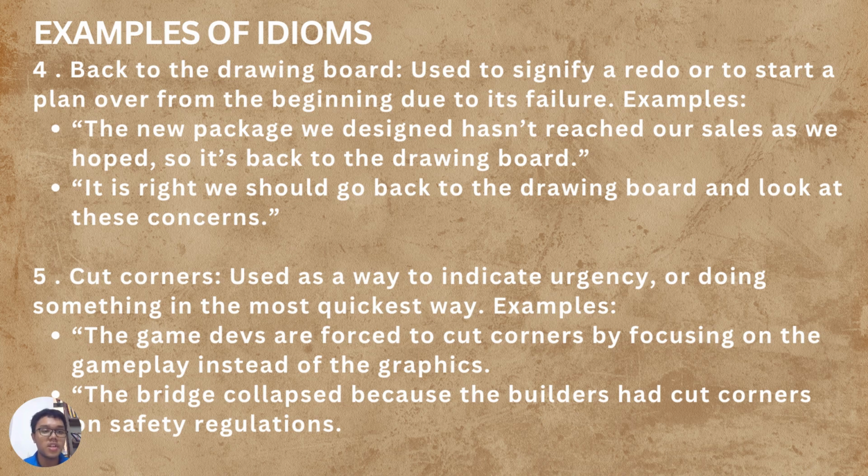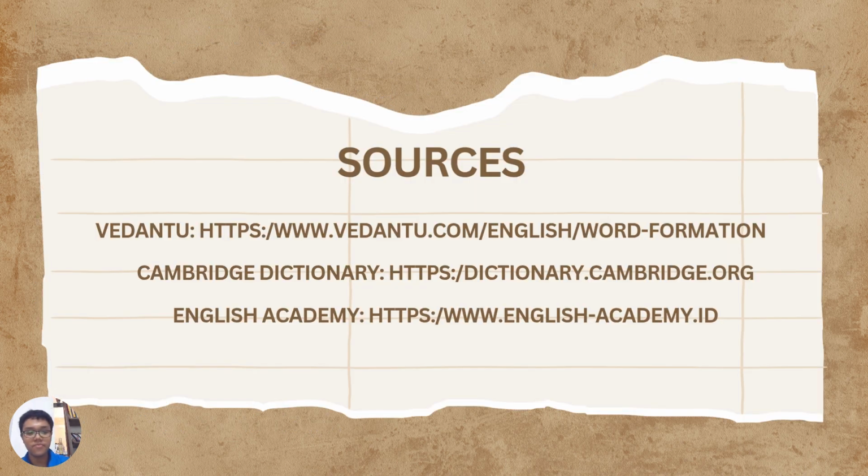Last but not least, we have cut corners, used as a way to indicate urgency or doing something in the quickest way. Example: the game devs are forced to cut corners by focusing on the gameplay instead of the graphics. The bridge collapsed because the builders had cut corners on safety regulations.